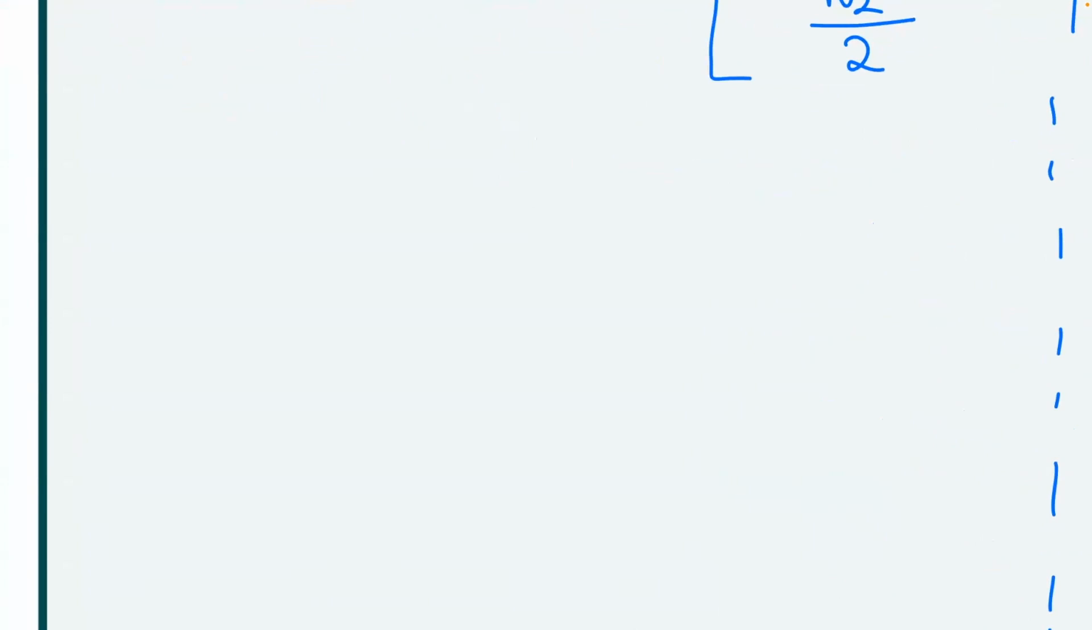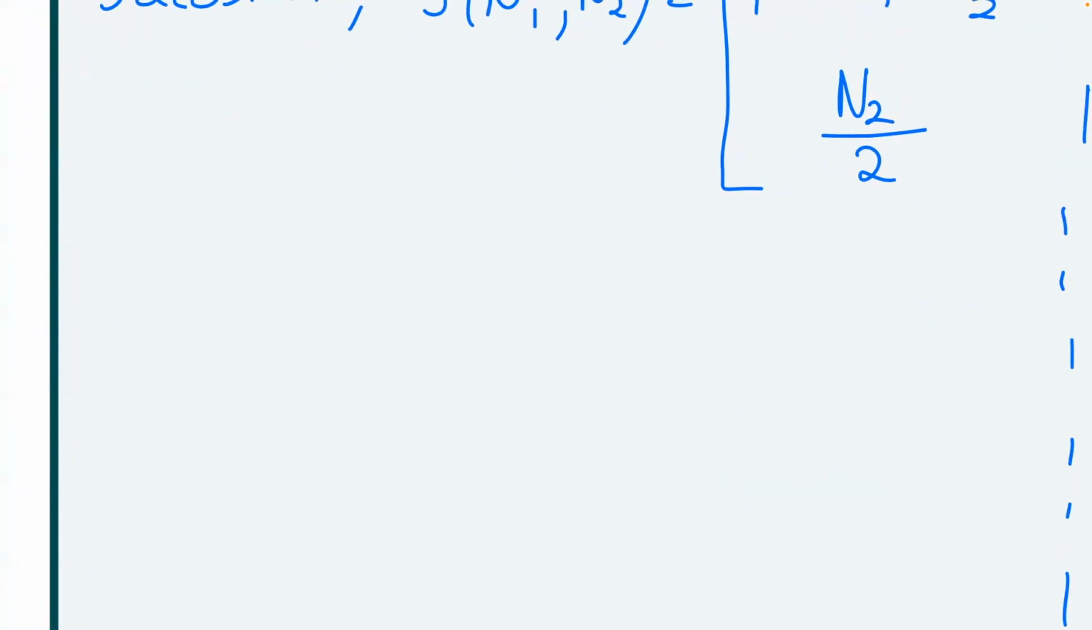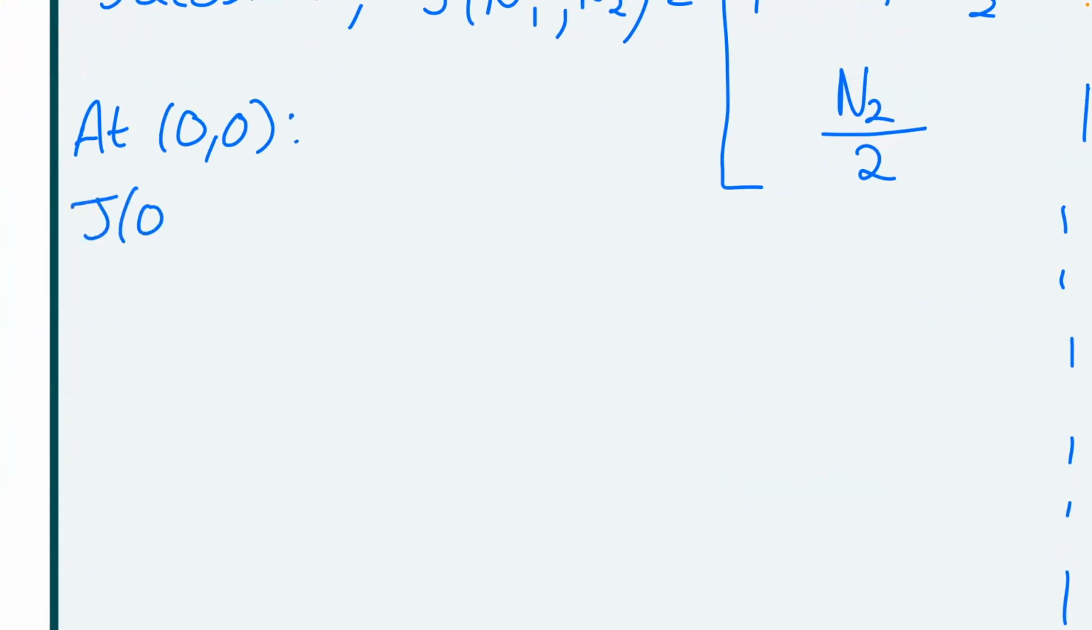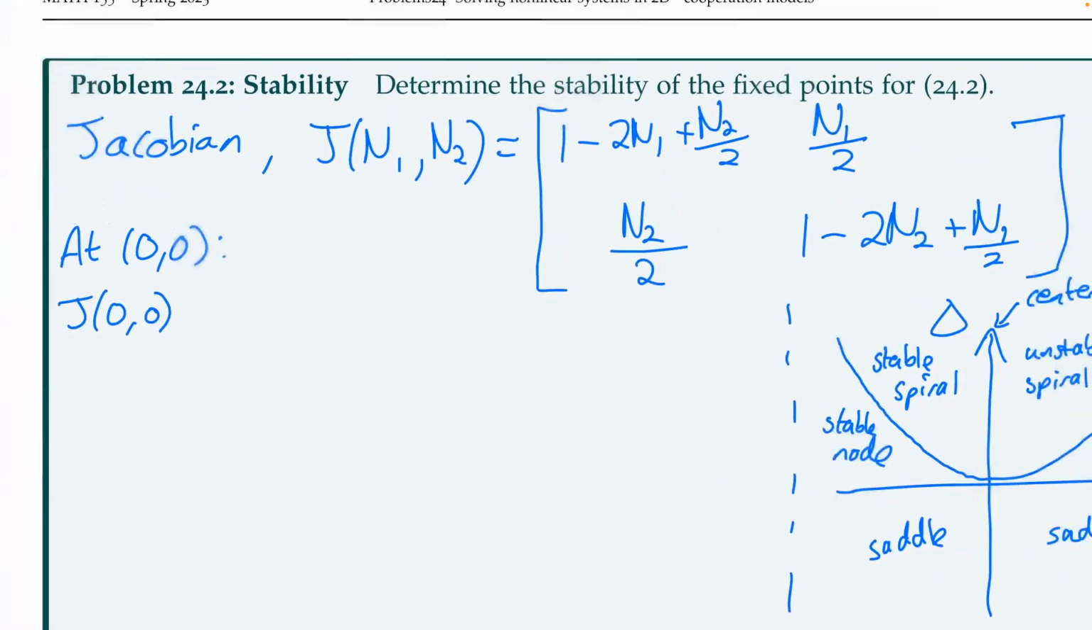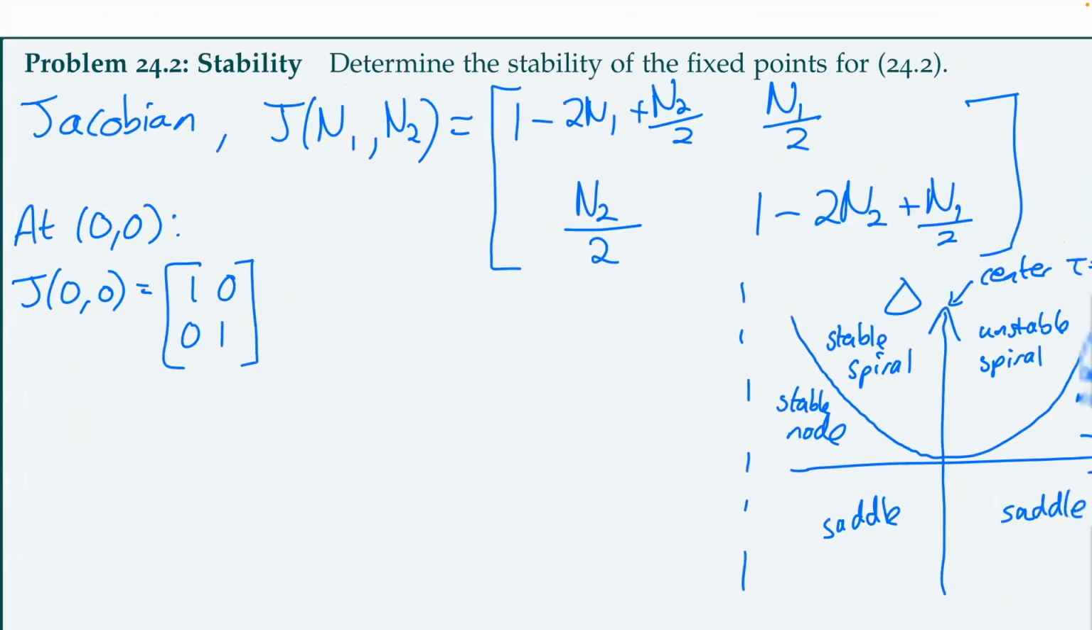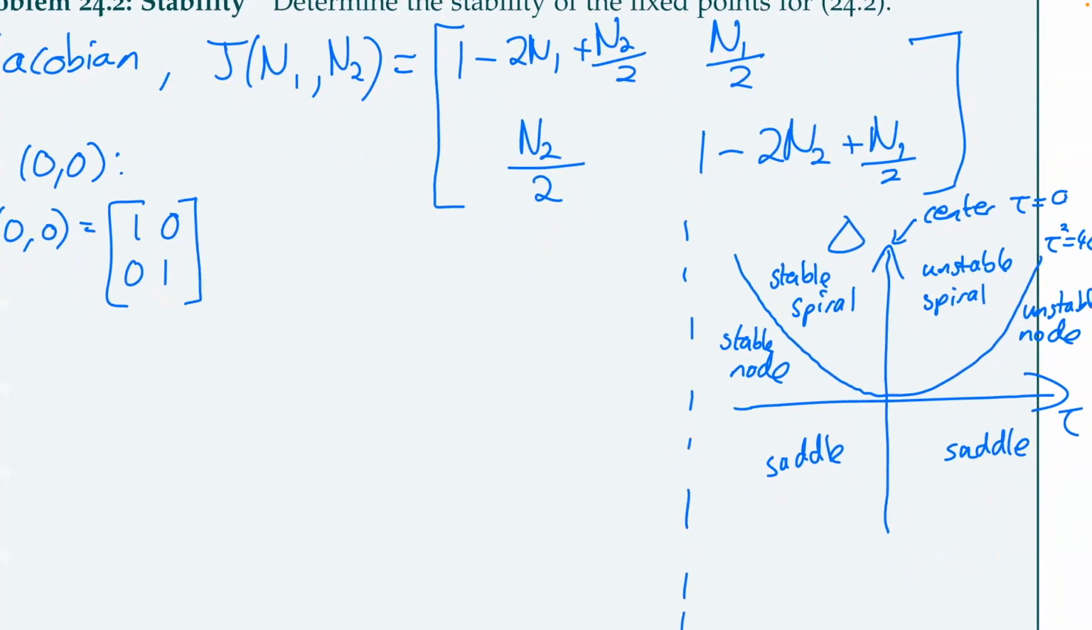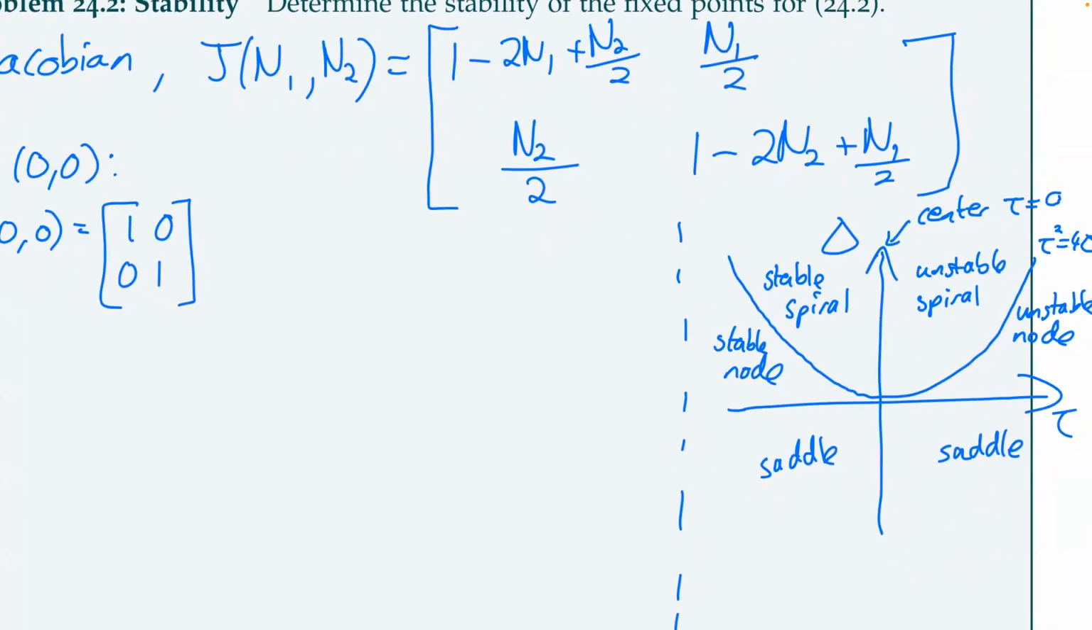Okay, let's see how you got on. Our first equilibrium was the trivial equilibrium, (0,0). So at (0,0), we substitute into our Jacobian. All the n1 and n2 terms are going to be 0, so we're just left with 1, 0, 0, 1. We could look at the trace and the determinant here. The trace is 1 plus 1, which is 2.